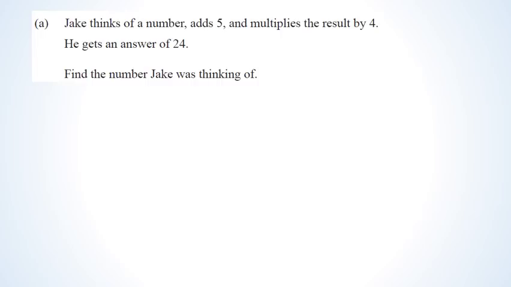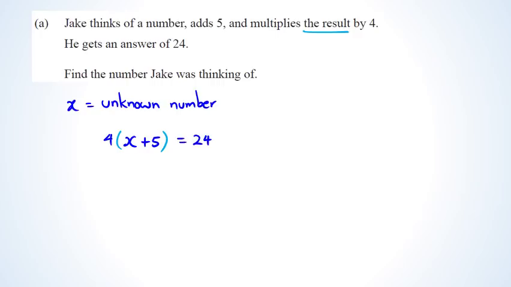Alright guys, so question 3a, Jake thinks of a number, adds 5 and multiplies the result by 4. He gets an answer of 24 and it says find the number Jake was thinking of. So the first step is I'm going to put down x is equal to the unknown number. So first part is he thinks of a number which is x, adds 5, plus 5 and multiplies the result by 4. Now the key word is multiplies the result. So if he's multiplying the whole thing, we're just going to put a bracket around it and then multiply by 4. And now he gets an answer of 24.